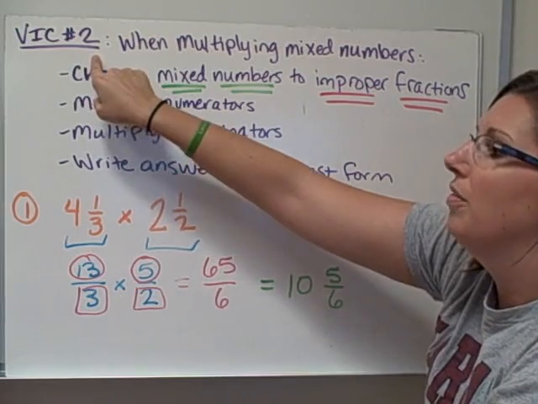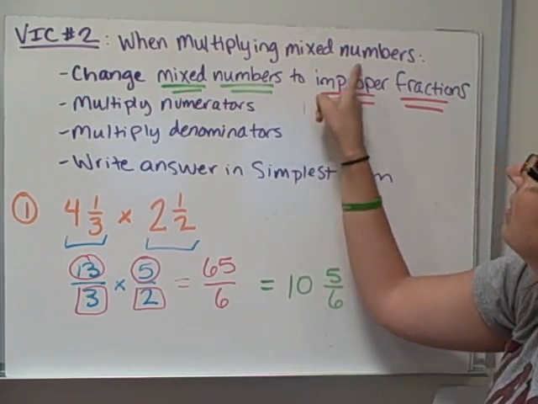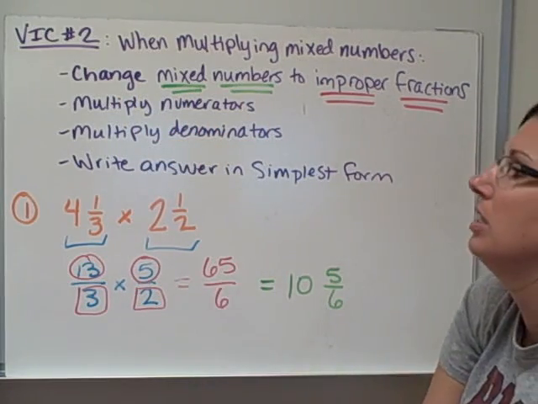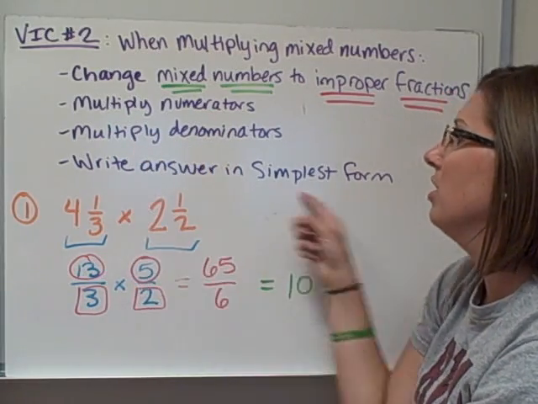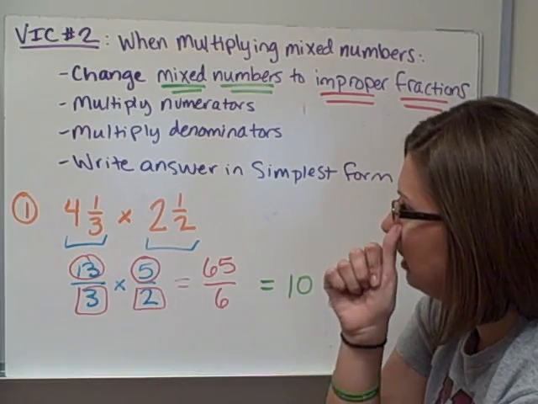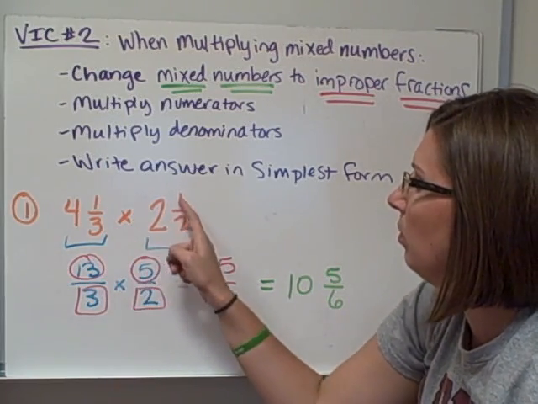VIC number 2, very important concept number 2. When multiplying mixed numbers, change mixed numbers to improper fractions. Then we'll multiply the numerators, multiply the denominators, and simplify. So here's an example already worked out for you. I have 4 1/3 times 2 1/2.